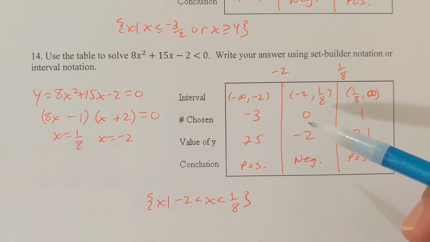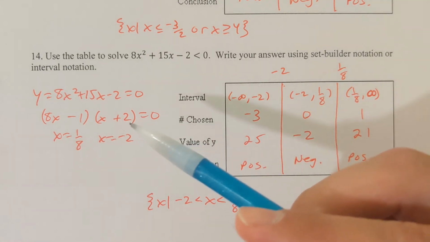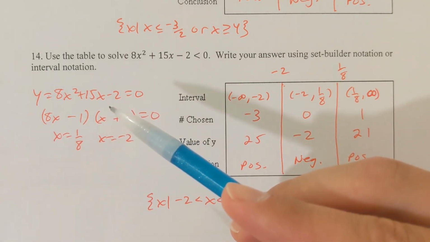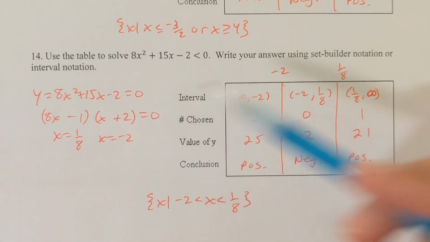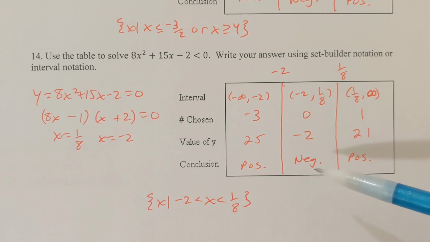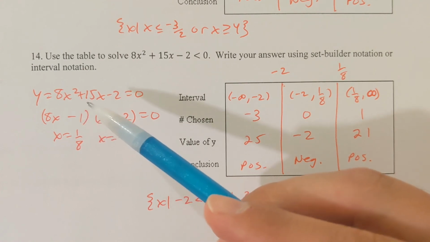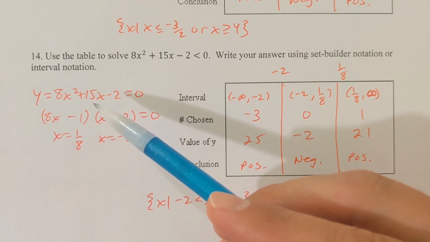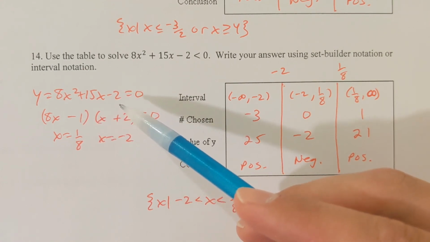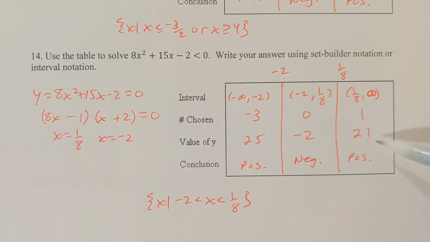If I use 0 next, if x is 0, then I get y is negative 2. That's negative. And then if I use 1 for x, I get 8 plus 15 is 23, minus 2 is 21, and 21 is a positive number.